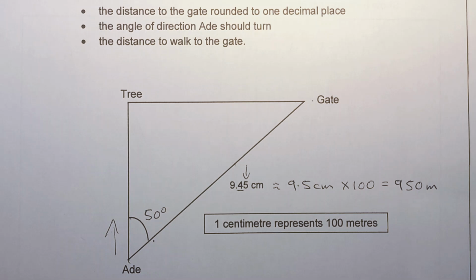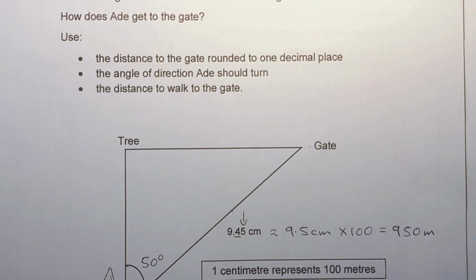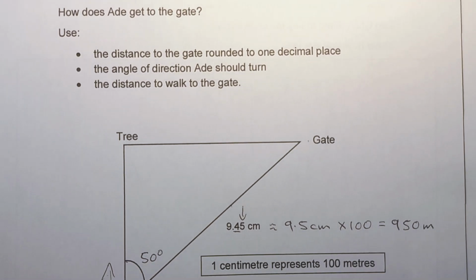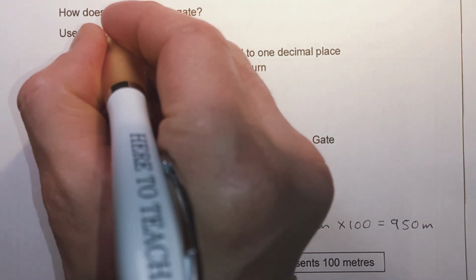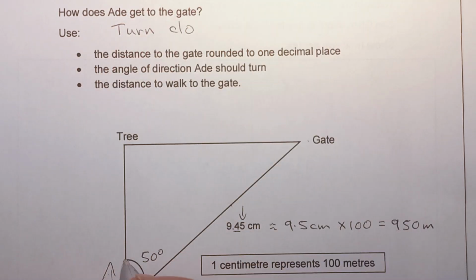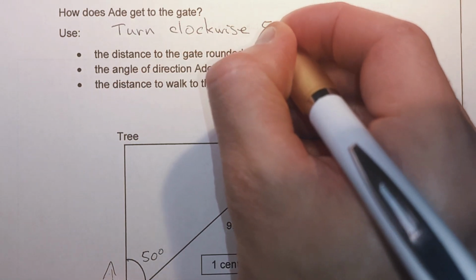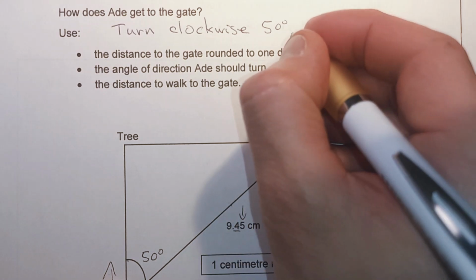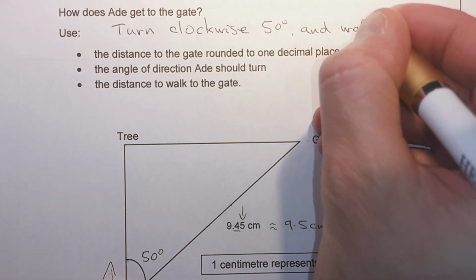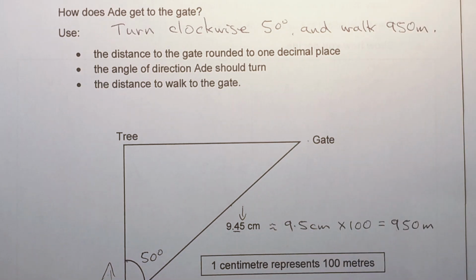So, what was the actual question? How does Aid get to the gate? Okay, so, oh, there it is, right. How does Aid get to the gate? We've got all our information, we've worked everything out. So I would just say, turn clockwise, we want to go this way. So turn clockwise 50 degrees. And walk 950 metres.